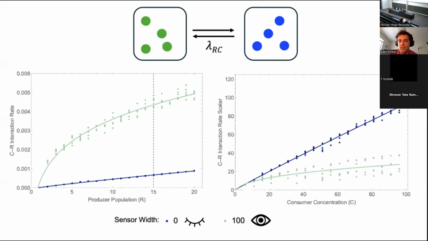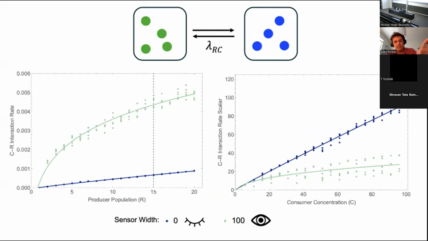We also have to examine the relationship between consumer concentration and producer-consumer interaction rate, given that we can't assume that adding consumers scales the curve you see on the left linearly. In the blinded case, we again see a linear increase that's kind of to be expected. If you have random interactions and you add consumers randomly interacting, you expect more of a linear scaling. But in the sensor on case, we see significantly less increase in this interaction rate as consumers increase, given competition between consumers that can effectively perceive their environment.